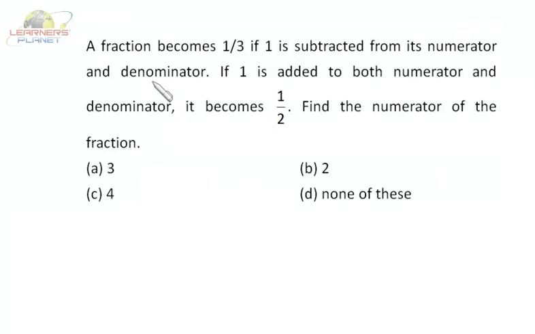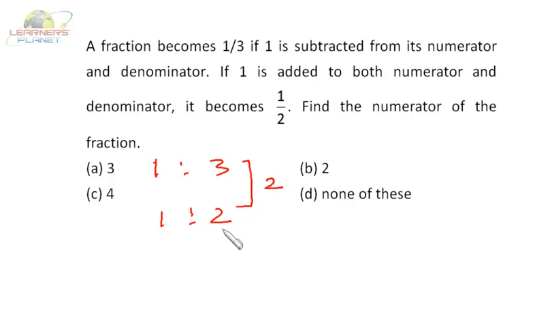Now let's see this problem. A fraction becomes 1 by 3 if 1 is subtracted from its numerator and denominator. If 1 is added to both numerator and denominator, it becomes 1 by 2. That means it is 1 by 3 and it is 1 by 2. 1 by 3 we are getting if we subtract 1 and 1 by 2 we are getting if we add 1. That means the mutual difference between these two is 2. This is negative 1 and this is positive 1. So the difference between them is 2.